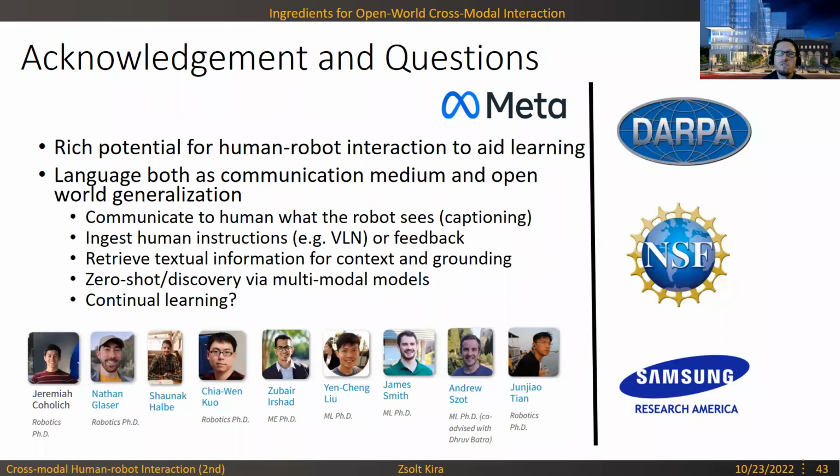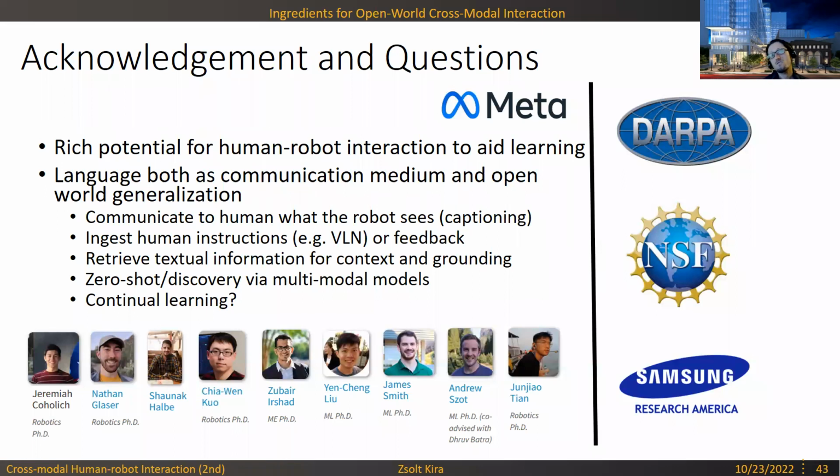And I really do like this loop of thinking about how the robot can communicate to the human what it's seeing through things like captioning. It can ingest human instructions or feedback, again, through natural language. And then it can also use natural language and these CLIP-based and other multimodal models to retrieve contextual information from the World Wide Web or any textual information to provide context and grounding. And this really improves zero-shot discovery, especially through these cross-modal models.